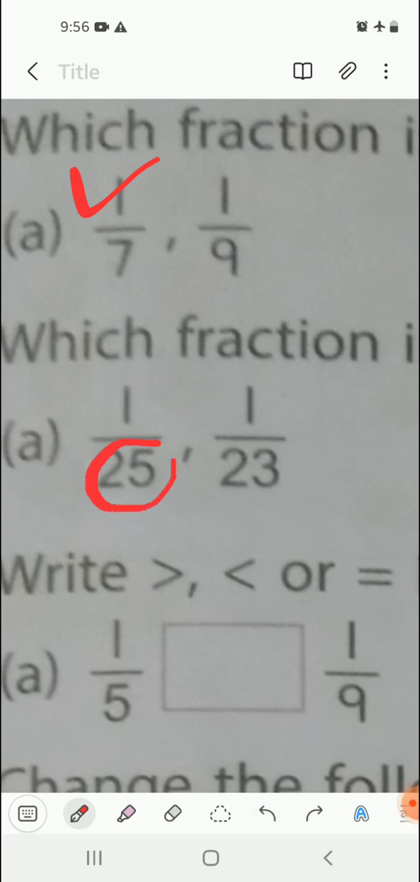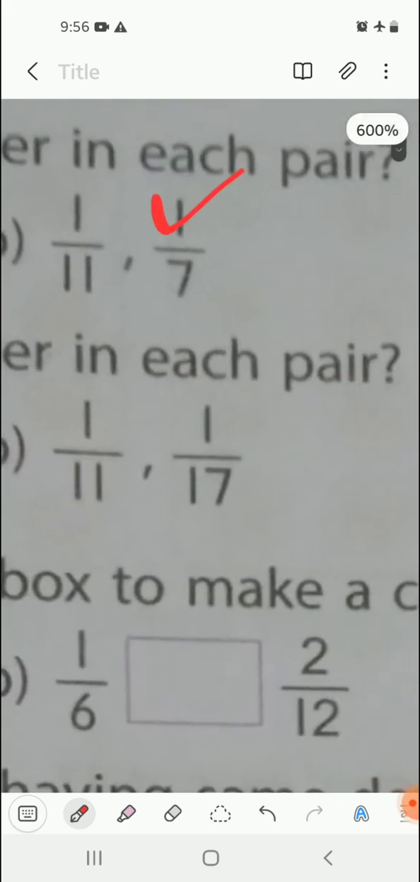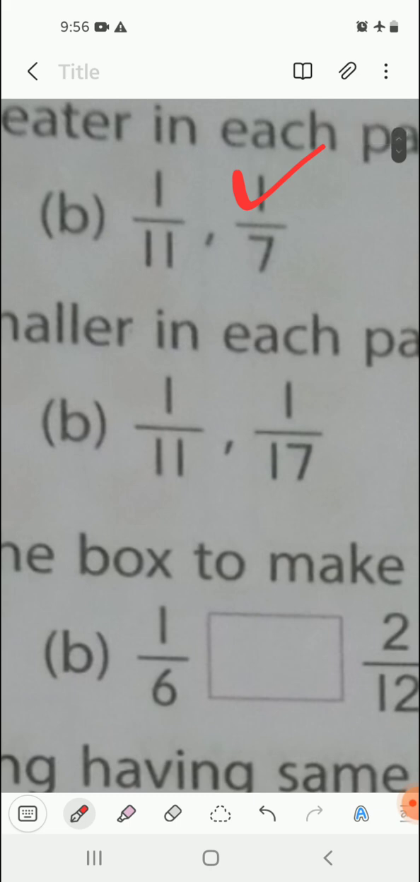Now, we have to find the smaller fraction. So, compare the denominators. 25 is greater than 23. So, the fraction with a greater denominator is actually smaller. So, 1 by 25 will be the smaller fraction. Next, 1 by 11 and 1 by 17. Once again, we have to compare the denominators. The denominator which is greater gives the smaller fraction. So, 1 by 17.